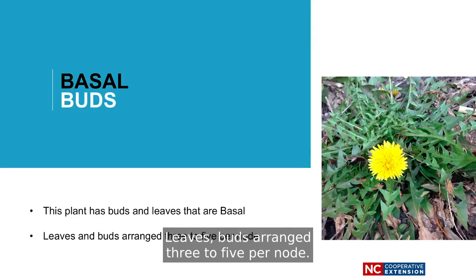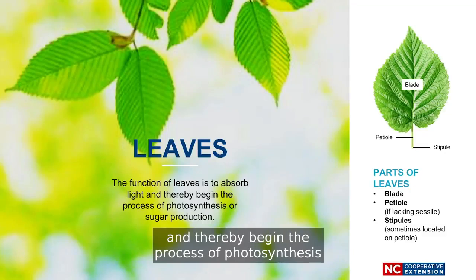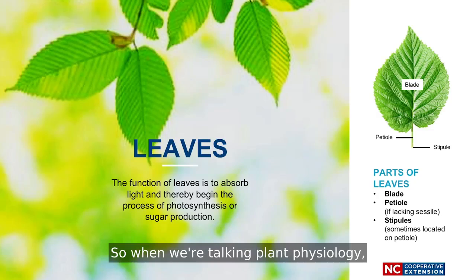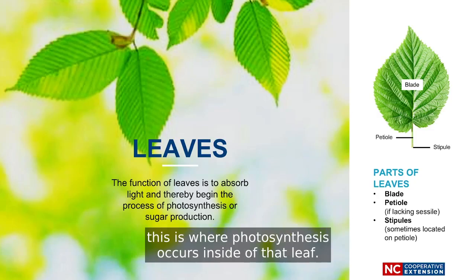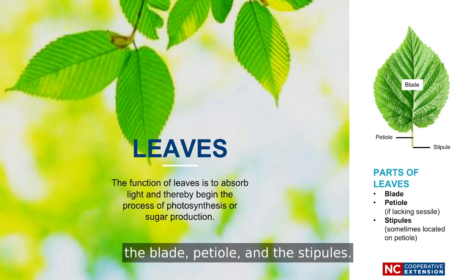Leaf buds are arranged 3 to 5 per node. Leaves have a primary function. The leaves' function is to absorb light and thereby begin the process of photosynthesis, or sugar production. So when we're talking plant physiology, this is where photosynthesis occurs, inside of that leaf. There are certain parts of the leaf that you should know: the blade, petiole, and the stipules.